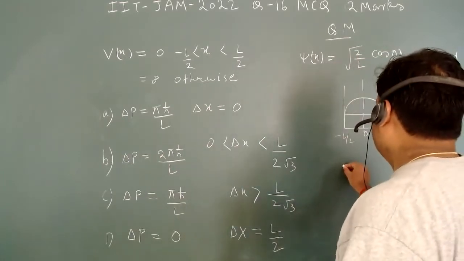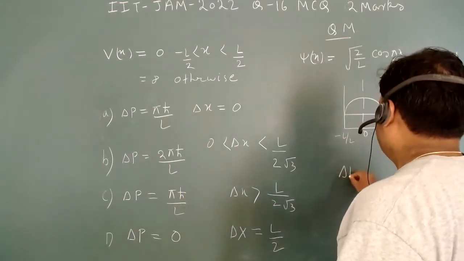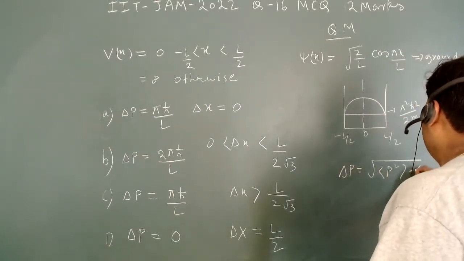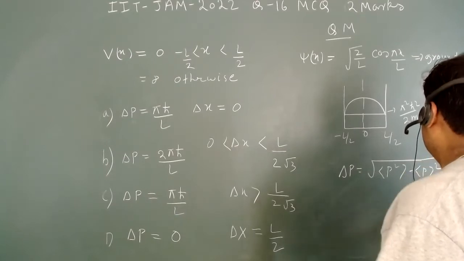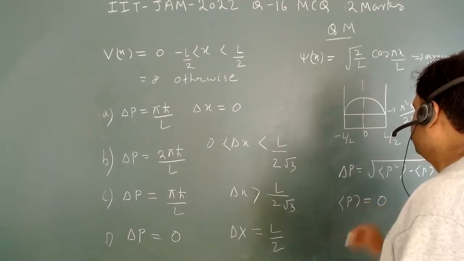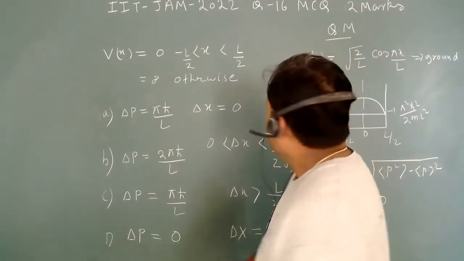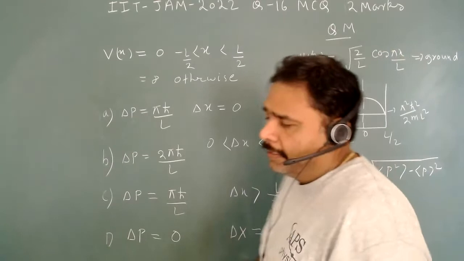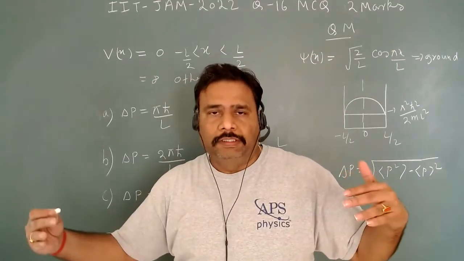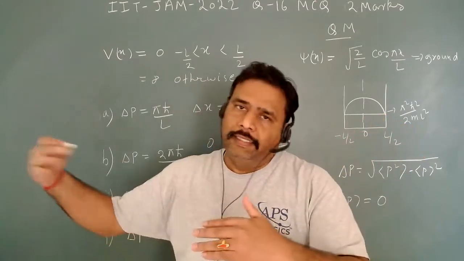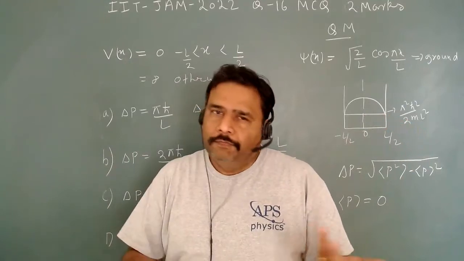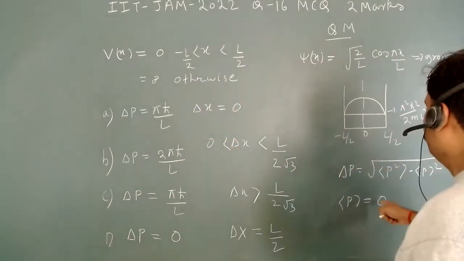So for uncertainty in momentum, delta P is equal to the square root of expectation value of P square minus expectation value of P whole square. We know that for this state, expectation value of P is equal to 0 because this is the ground state, and this is a superposition of two momentum states which go from left to right and right to left, and the weight of these two states will be the same. So expectation value of momentum is 0.